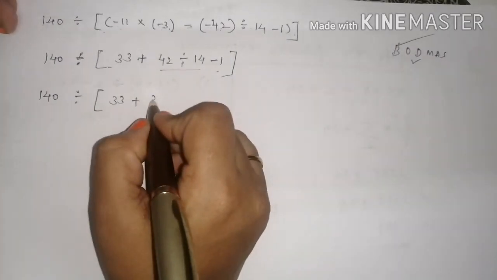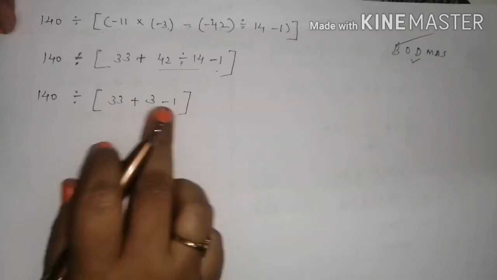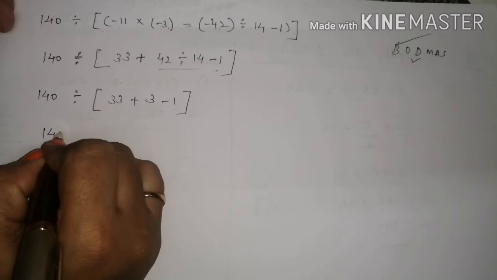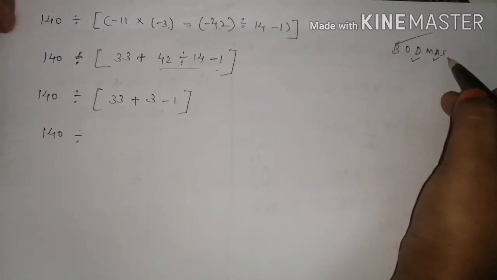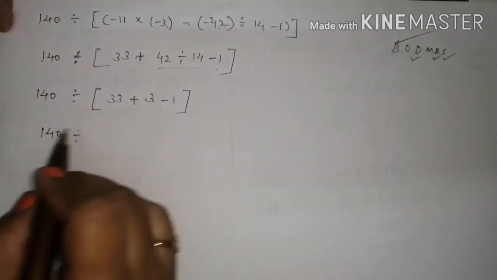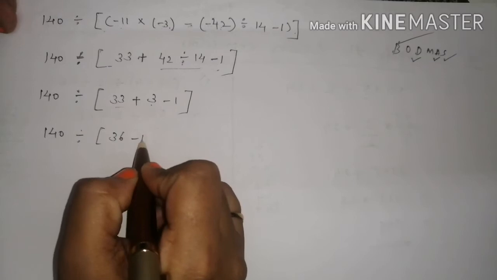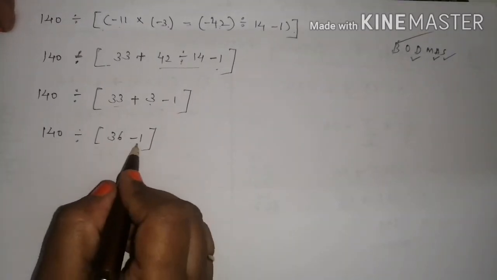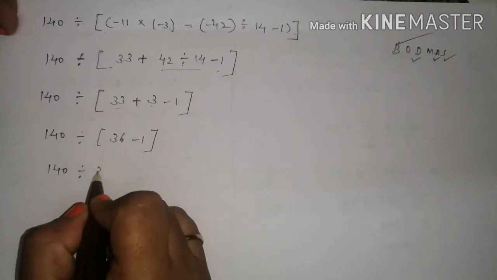14 3s is 42. So 3 minus 1. Again it is inside the bracket first, so solve this bracket first. 140 divide. So it is now plus and minus. First you have to do addition, then you have to do the subtraction. So 33 plus 3 is 36 minus 1. Now bracket only you have to solve first. So 140 divide 36 minus 1 is 35.